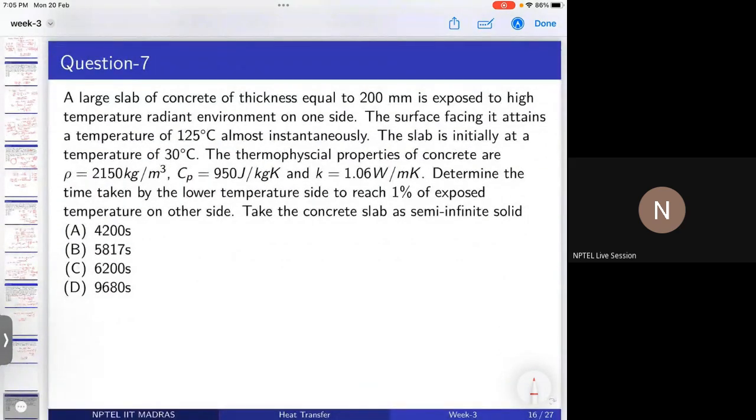So let's move on to the next question. Here we have a large slab of concrete of thickness equal to 200 mm exposed to a high temperature radiant environment on one side. So we have a slab. We have a slab of thickness 200 mm.